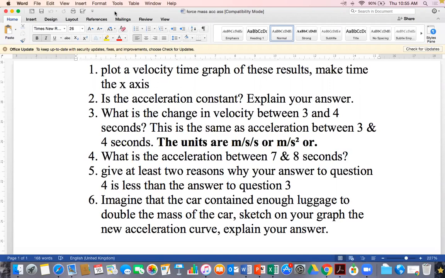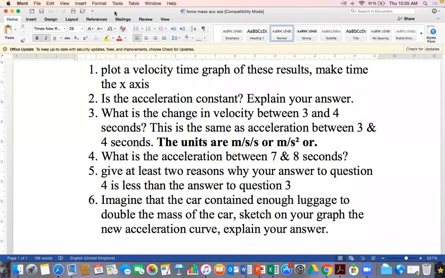Increase or decrease? Decrease. If you double the mass of the car, that means you put more things in the car. Will the acceleration increase or decrease? Will it accelerate more or less? Less. So the acceleration is going to be smaller because the car is heavier.